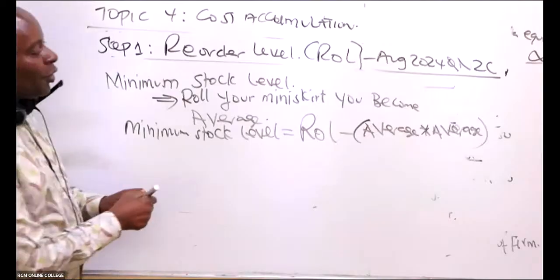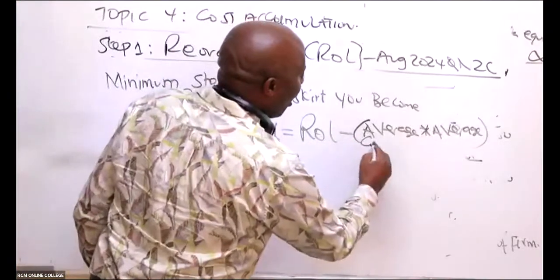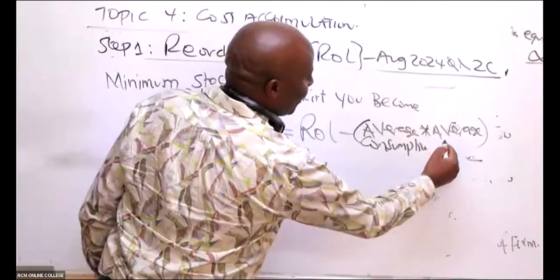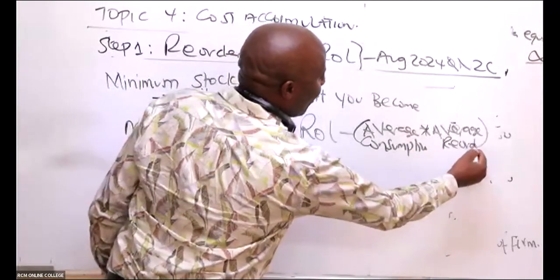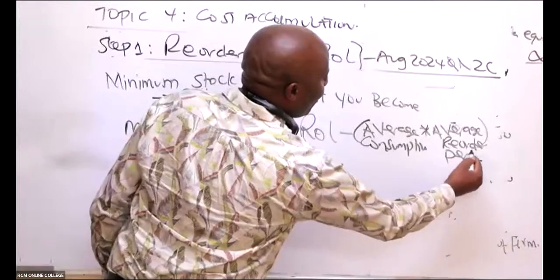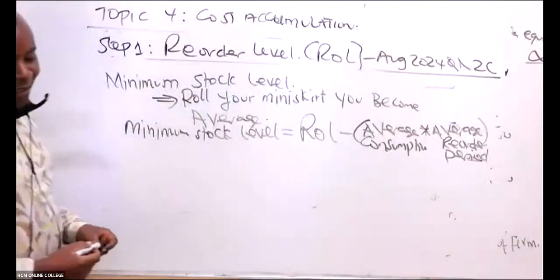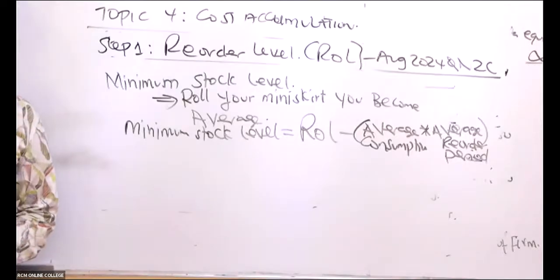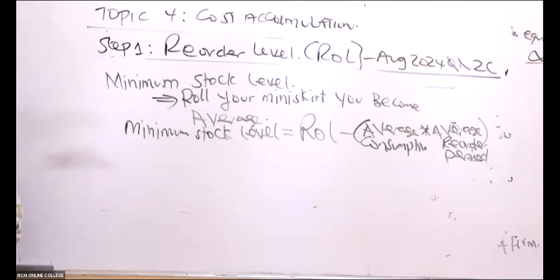So this first average will be average consumption. This one here will be average what here? Reorder period, like that. So I'm so sure with that kind of concept, you can never forget, because in most cases, the students will get these formulas in an exam.